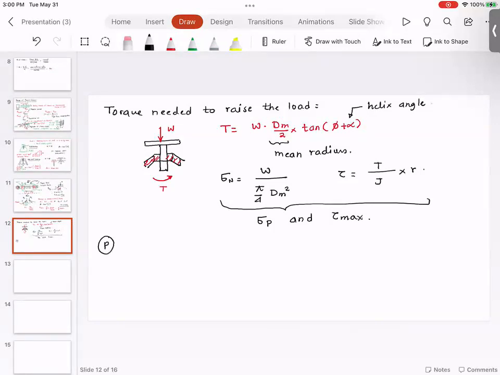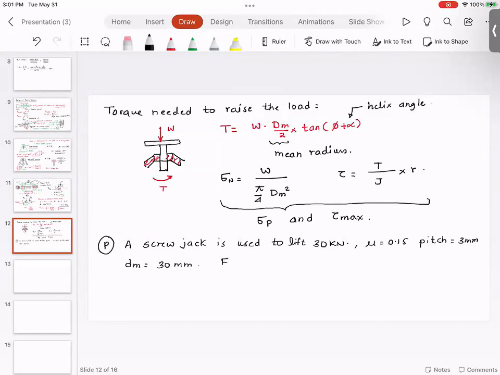So a screw jack is used to lift 30 kilonewtons. Coefficient of friction is 0.15. Pitch is equal to 3 millimeters. The mean diameter is 30 millimeters. Find maximum stress.